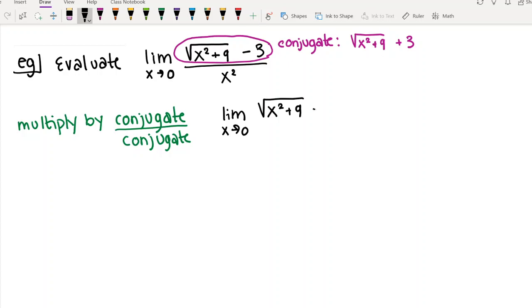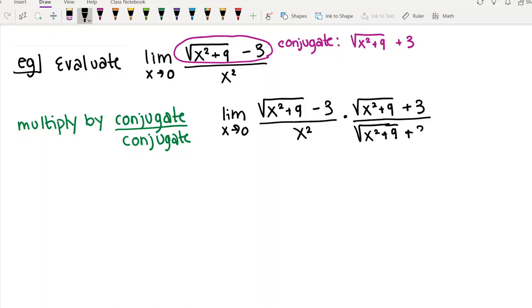So we're going to say the limit as x approaches 0 of square root of x squared plus 9 minus 3 over x squared. We're going to multiply that by square root of x squared plus 9 plus 3, and then do the same thing in the denominator. So it's going to temporarily look like we're making this equally as complicated, but we'll see that things work out nicely. So let me go back over here.